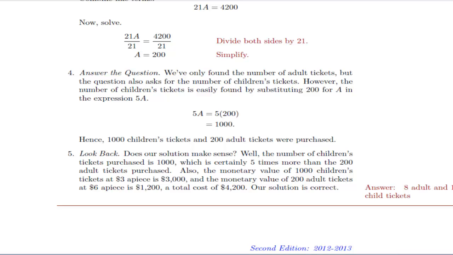5. Look back. Does our solution make sense? Well, the number of children's tickets purchased is 1,000, which is certainly 5 times the 200 adult tickets purchased. Also, the monetary value of 1,000 children's tickets at $3 apiece is $3,000, and the monetary value of 200 adult tickets at $6 apiece is $1,200, a total cost of $4,200. Our solution is correct.